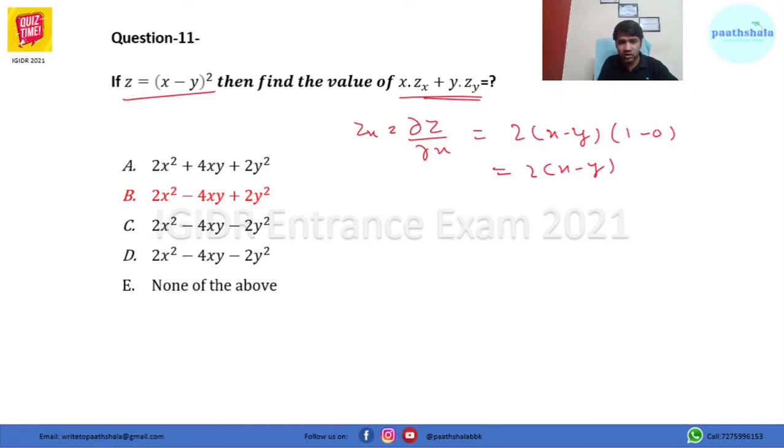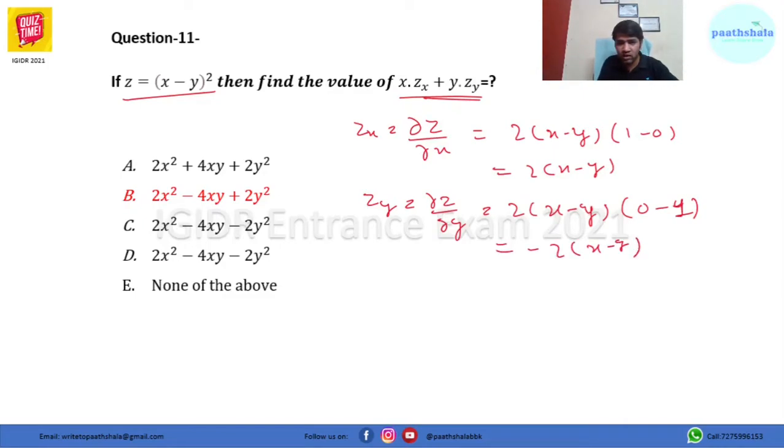Now we'll find zy, that is del z by del y. So here we are differentiating the z function with respect to y, keeping x as constant. So this will come out to be 2(x minus y), and in bracket it will come out to be 0 minus 1. Okay. Now this will finally come out to be minus 2(x minus y).